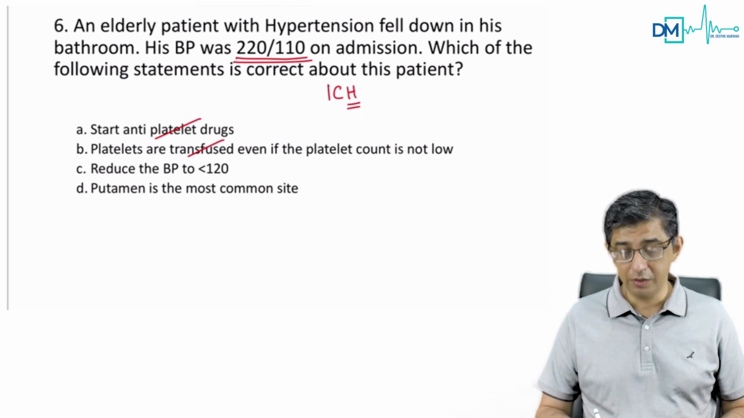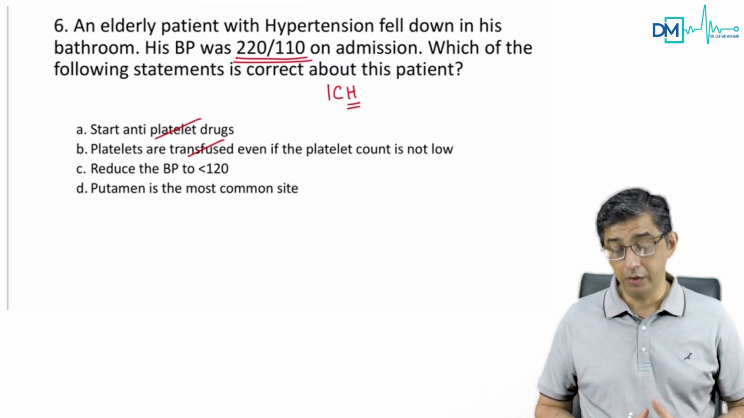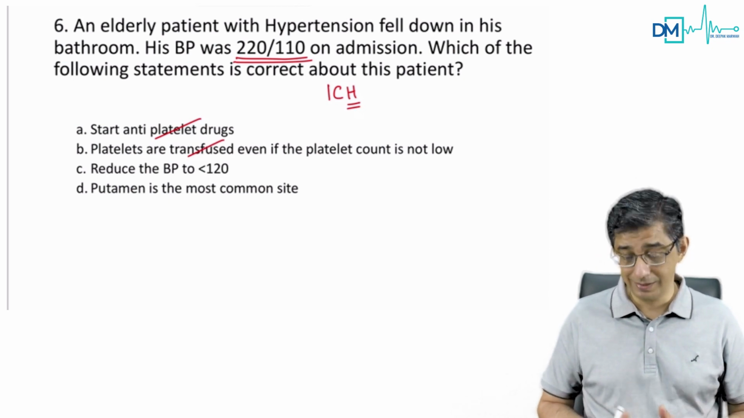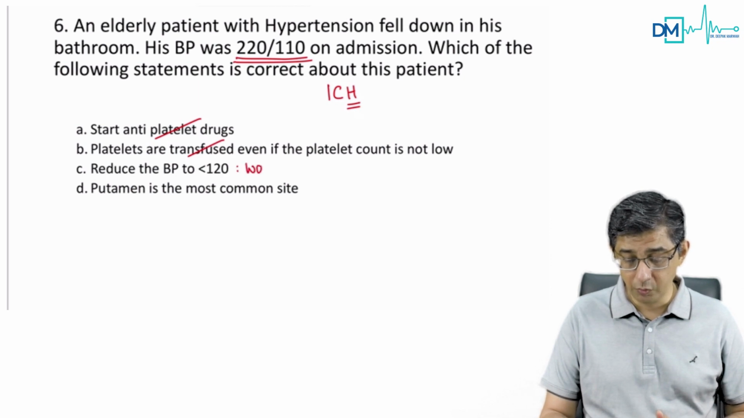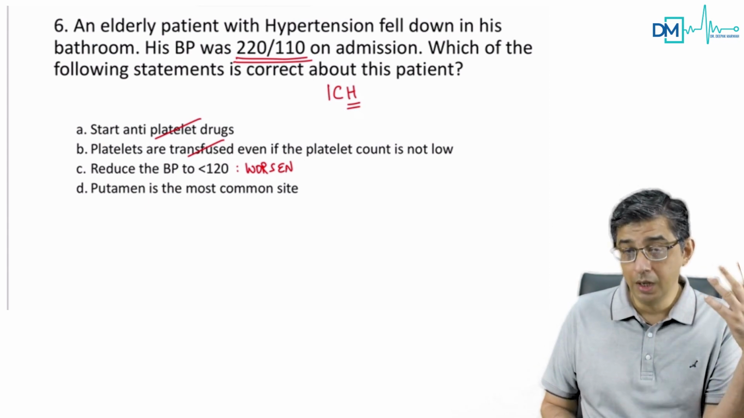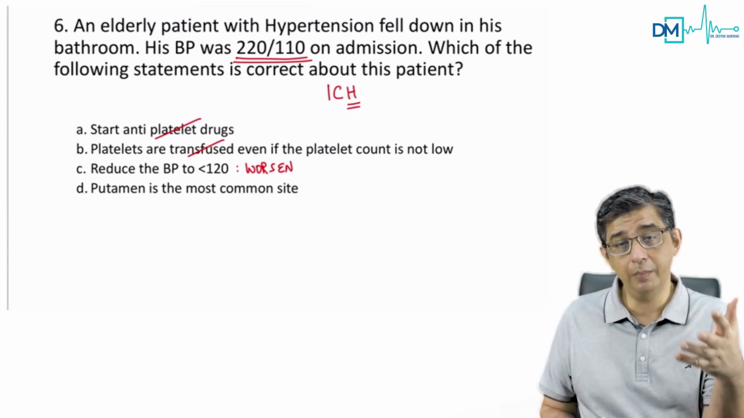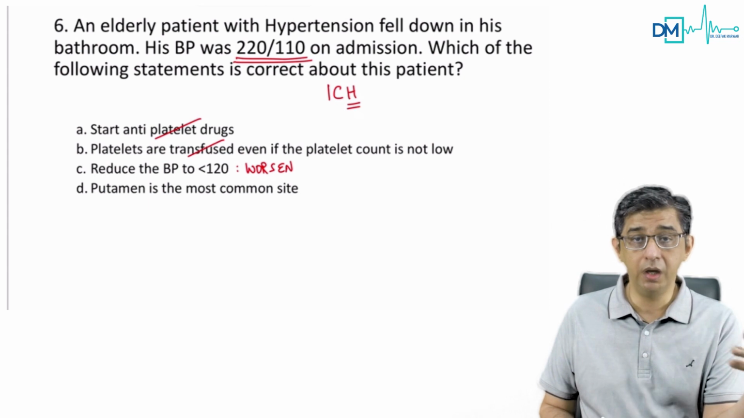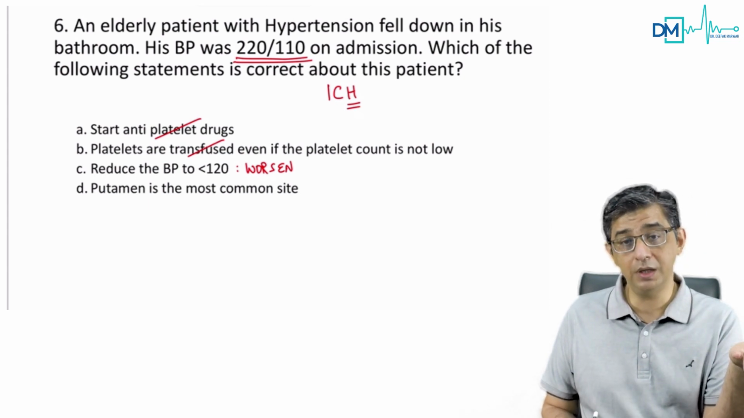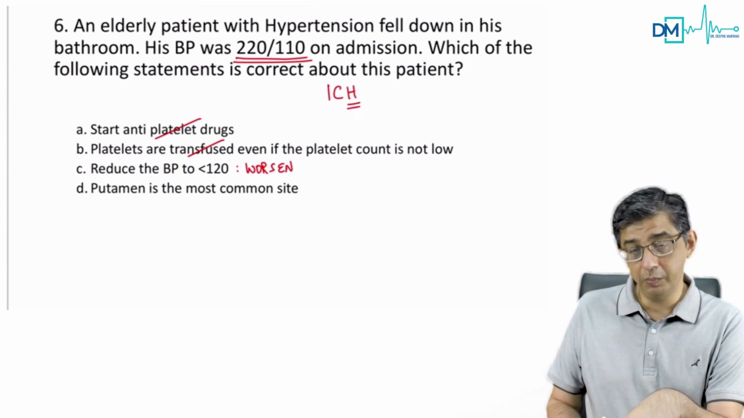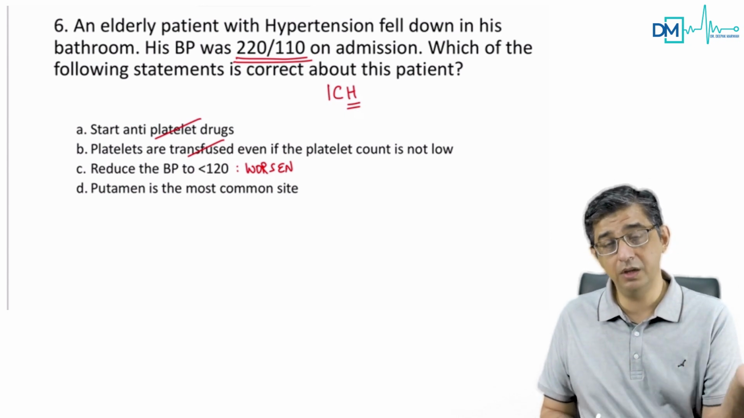Platelets are not the treatment for brain hemorrhage. Next, reduce the BP to 120 or lesser. This is going to cause worsening of the patient. Why? Because in this case, if you lower the BP to less than 120, the cerebral perfusion pressure will dramatically fall. That will cause a brain infarction, that will contribute to rather killing this person. First he presented with brain hemorrhage and you are causing a brain infarction, the guy will deteriorate.